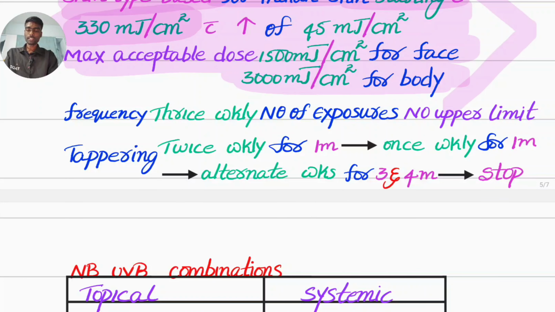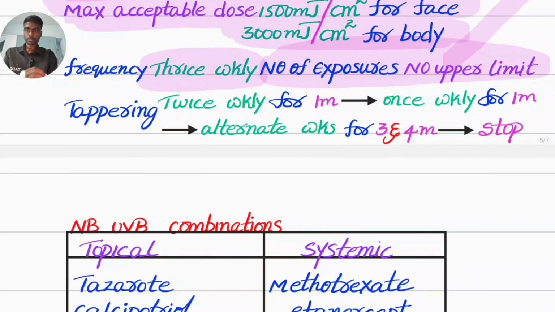Coming to frequency, I already told you, a huge number of sessions will be required. Here see, the number of exposures has no upper limit, as it is somewhat safer compared to PUVA, so no upper limit. Frequency is thrice weekly.